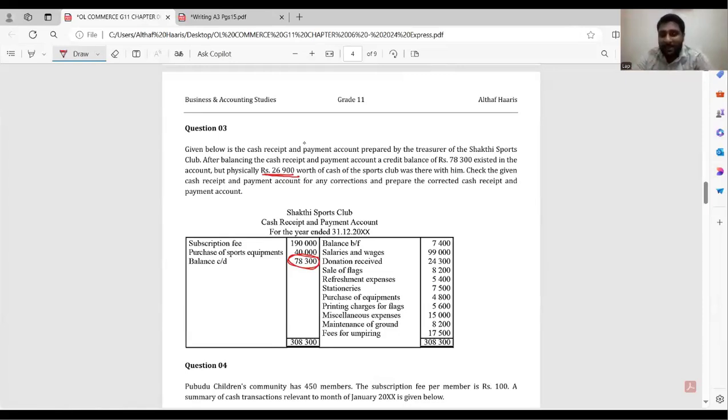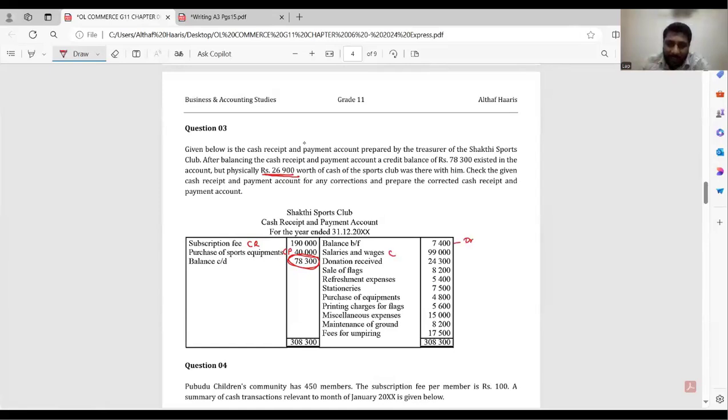Okay, let's see. Here we'll take one by one, people. Subscription fee, cash inflow. So this is cash receipt. That is correct, no? Purchase of sports equipment, cash payment. Balance BF, it should be there in the debit side, no? This should be there in the debit side.